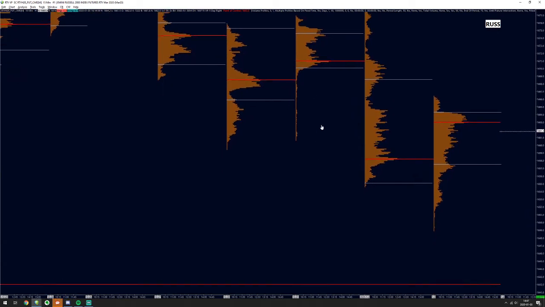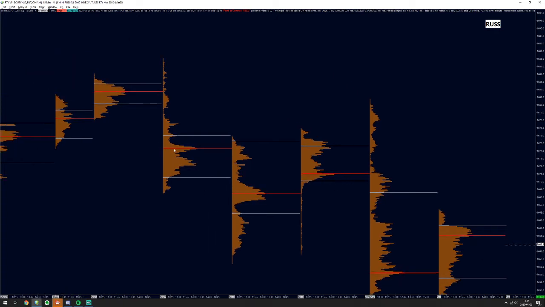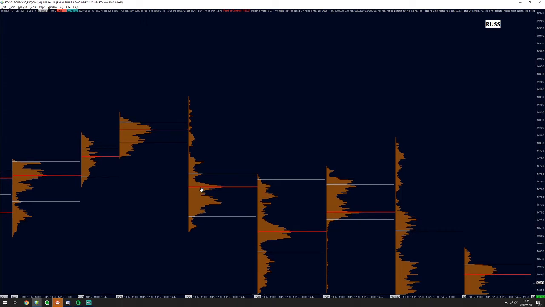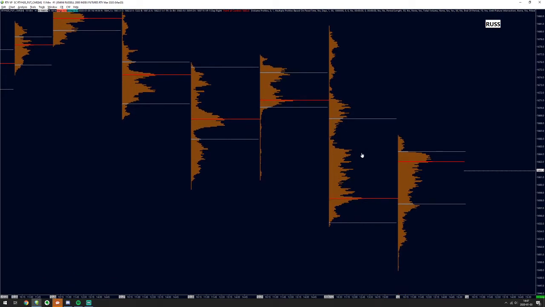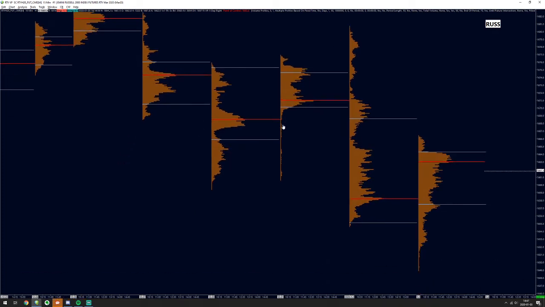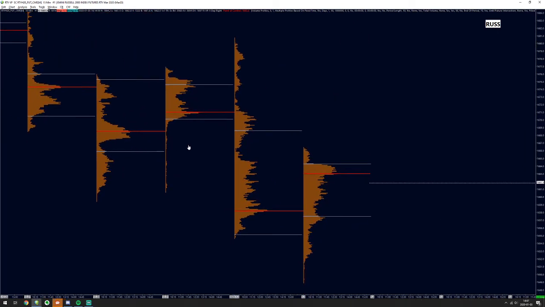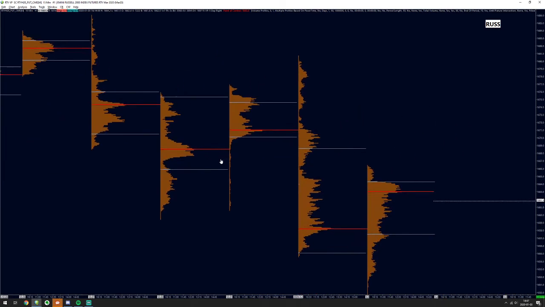So why is this important? Well, let me finish explaining these. So point of control is this red line, and that's simply the price at which the most volume traded. Okay? And then these dashed lines are just a value area. So it's just going to be 70% of the entire volume enclosed in these calculated lines, just to give you an idea of what value might be on a standard distribution day.